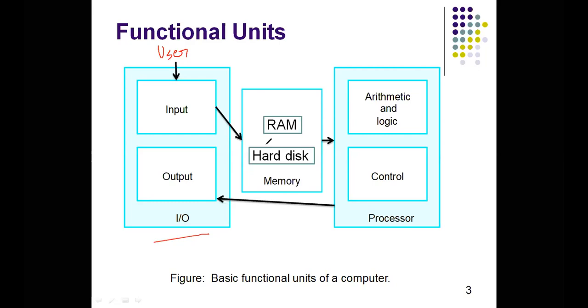So this is the memory. RAM is called primary memory and hard disk is called secondary memory. Then we send that data or information from the memory to the arithmetic and logical unit, so memory to microprocessor. Here is your microprocessor, and it has two parts: one is the arithmetic and logical unit, another one is the control unit.